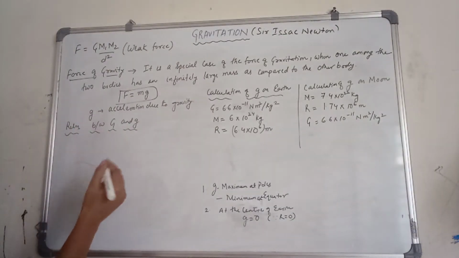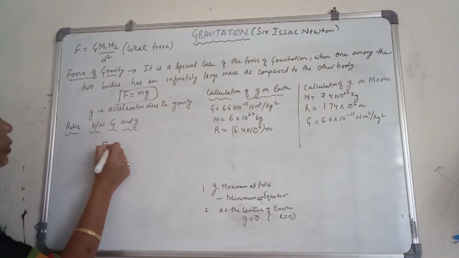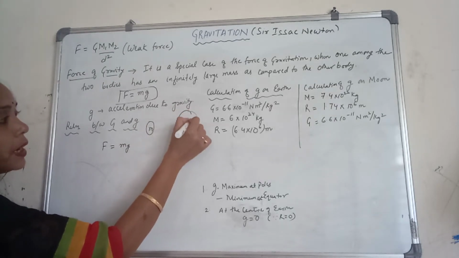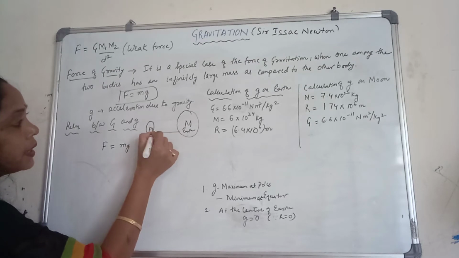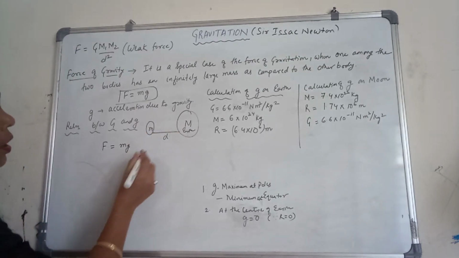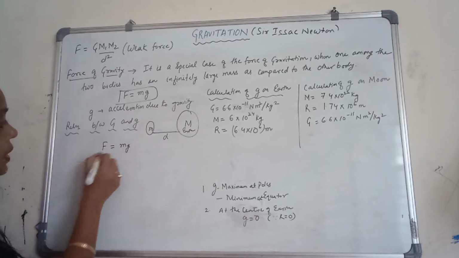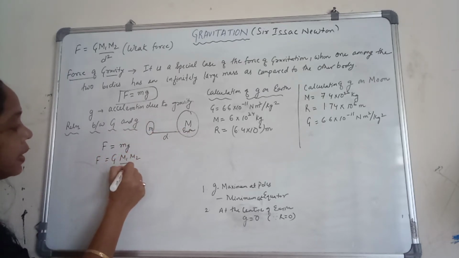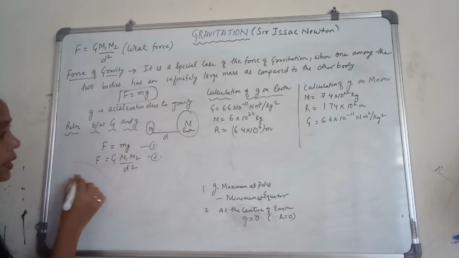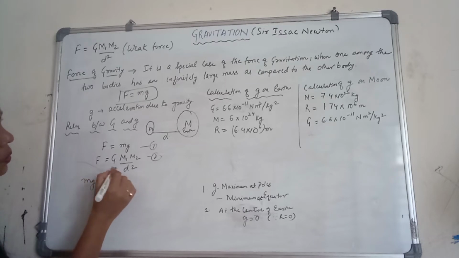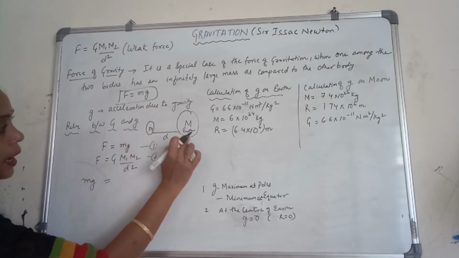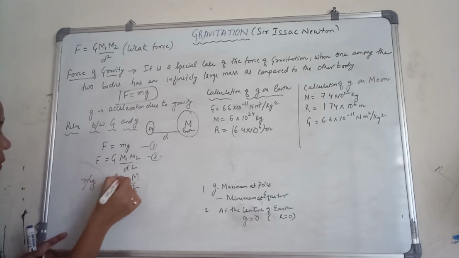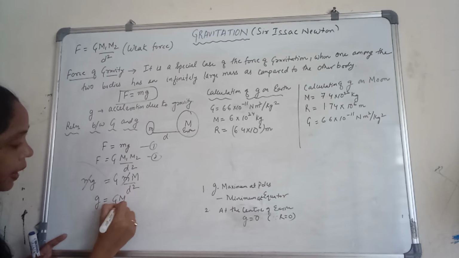Let's find it. According to Newton's second law, the force of gravity is F equal to mg, where we have one small body m and another large body capital M, that is the earth. Suppose this is the earth, and the distance between them is d. So here F equal to mg, and also F is equal to G m1 m2 by d square between these two bodies. Comparing 1 and 2, mg is equal to G, taking one body as m and another body as capital M, M by d square. Now cancel the small m from both sides. So small g will be G M by d square.